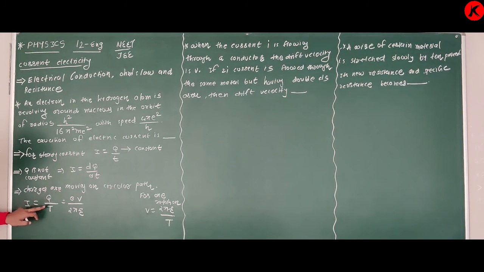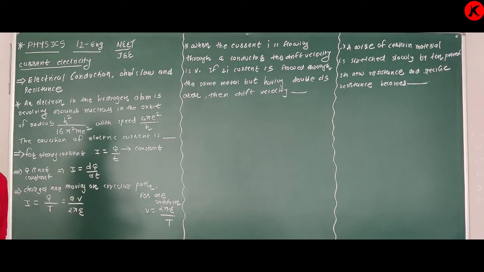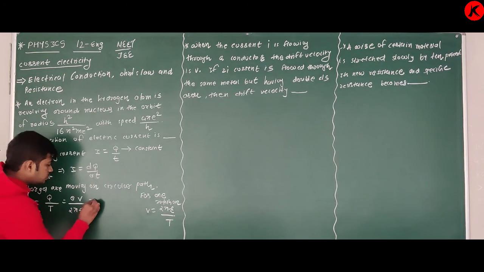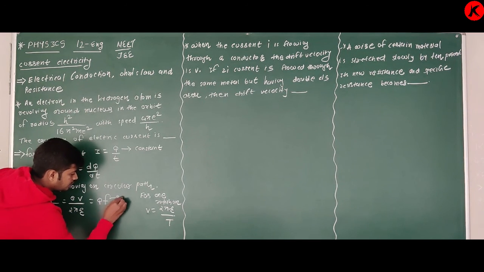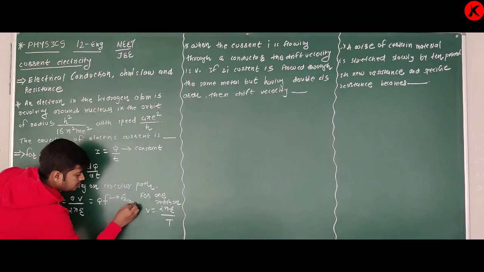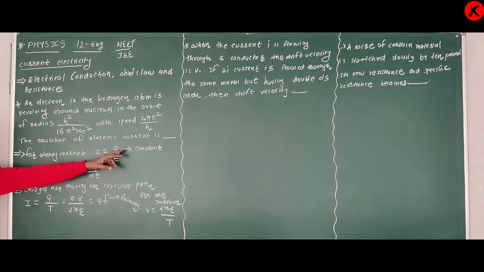Or, as it is Q upon T, you know that periodic time and frequency are reciprocal of each other. So you can also remember this equation as I is equal to Q f, where f is frequency. Clear? So these are the equations for electric current. I is equal to Q by T when Q is given constant.